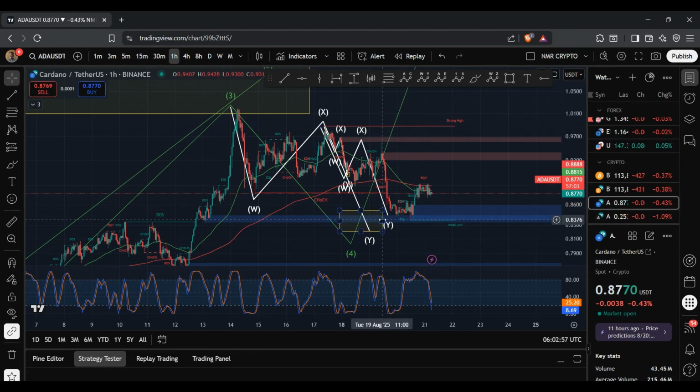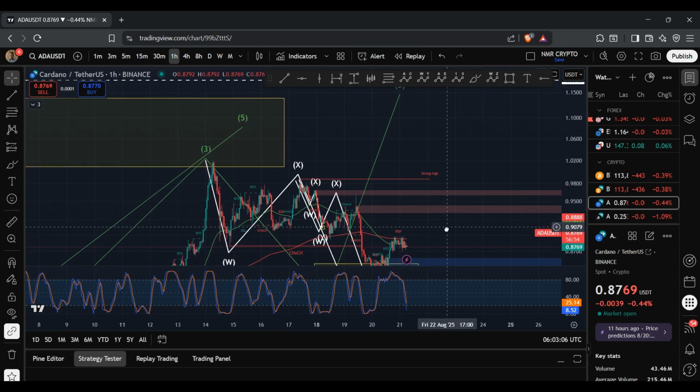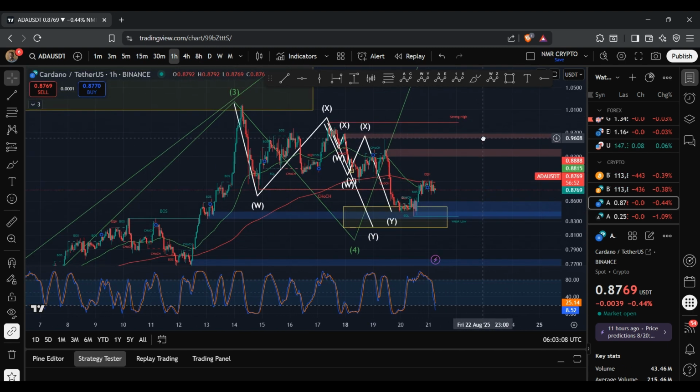So ADA has tapped into this range that I set out in my previous update, where I mentioned I was looking out for a WXY structure to form this fourth wave, and then shortly after we can then begin to track the wave 5 to the upside.